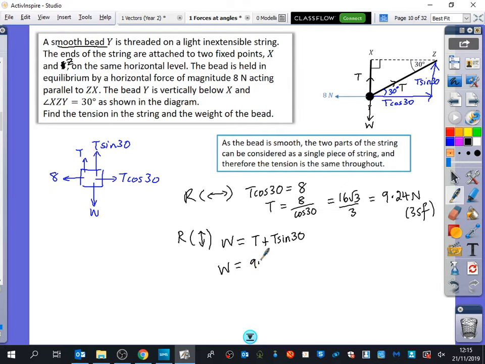So 9.24 blah blah blah plus 9.24 sine 30. You should put in exact values if you can, which gives you 8 root 3, 13.9 newtons to 3 significant figures. If you're still writing it down, please just keep writing it down. And in a moment, I just want to give you a couple of things about how these work in the exam and what you need to be doing in the exam, okay?